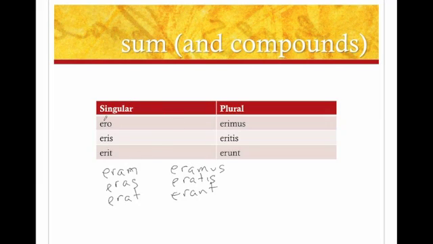The future, we're going to use our o, is, it, imus, itis, unt. And we're going to have our er stem. We're just going to put the endings right onto it. So ero, eris, erit, erimus, eritis, erunt. Notice, just like in the first person, in the first and second conjugations, o and u instead of that i.